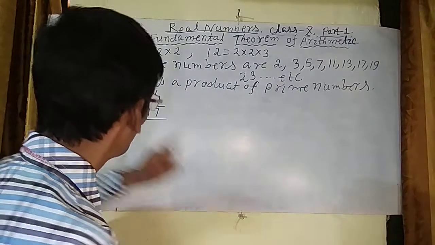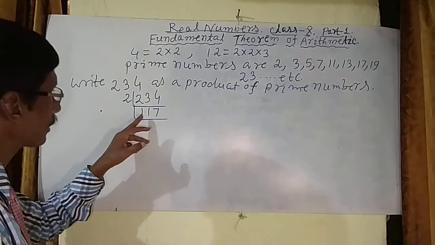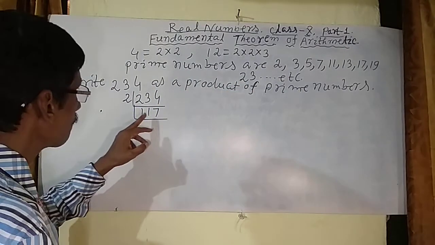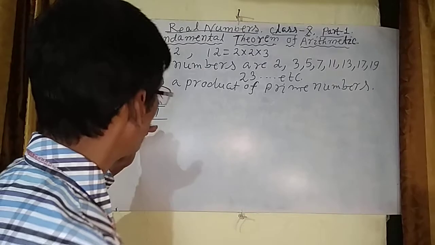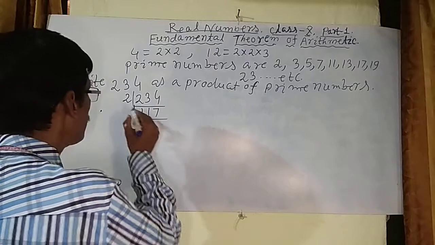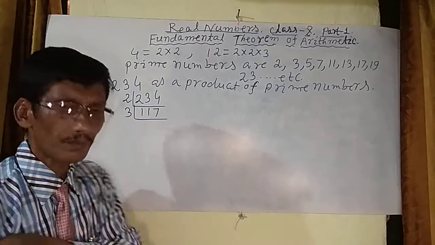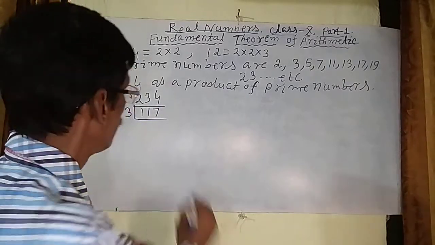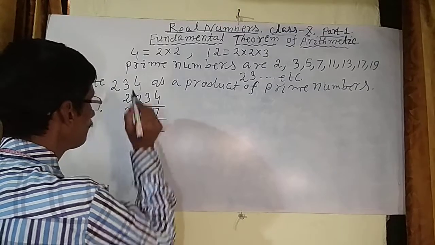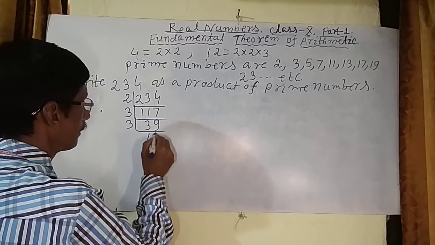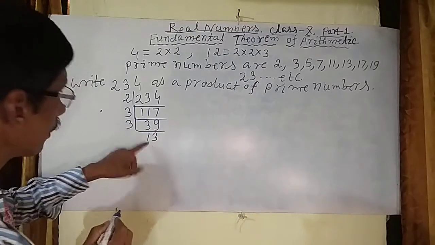The 3. Is it divisible by 3? The sum of the digits 1 plus 1 plus 7 gives 9, which is a multiple of 3, so it is divisible by 3. So take 3, then 3 3s are 9 and 3 13s are 39. Next comes 13. Okay, it is also a prime number.